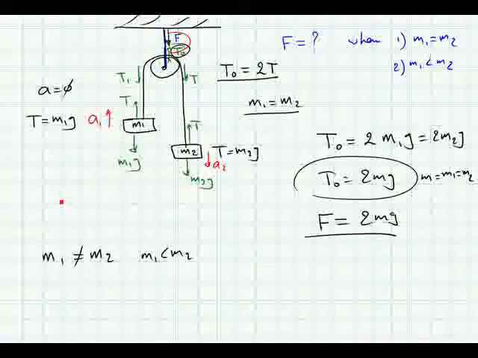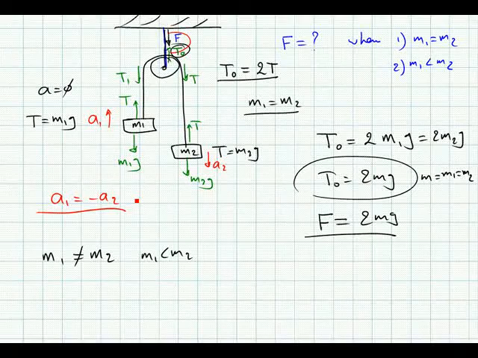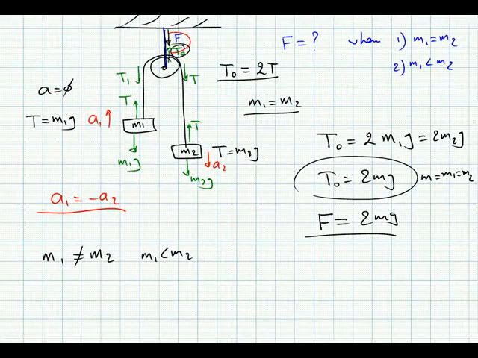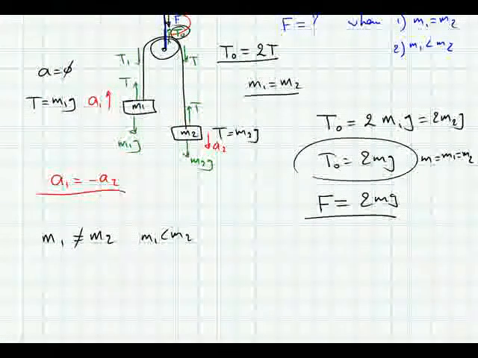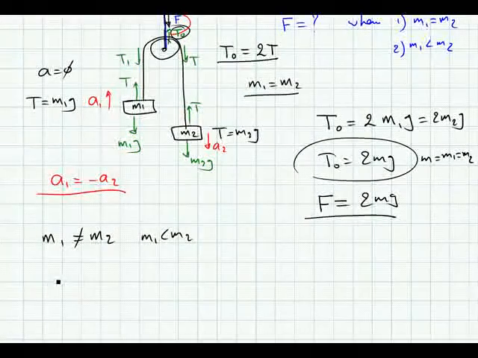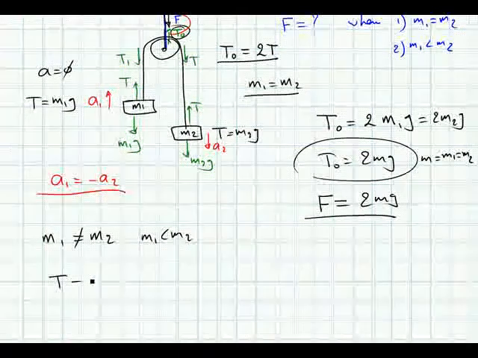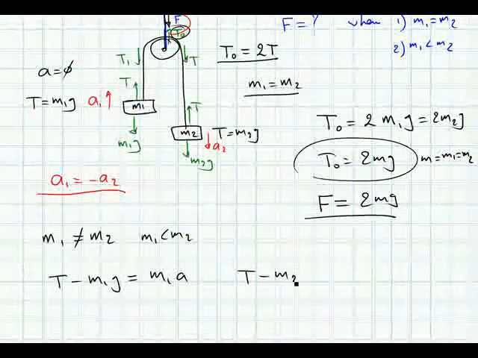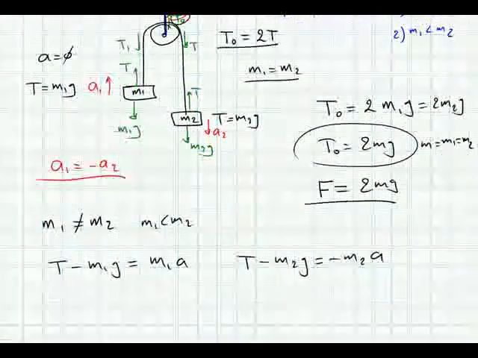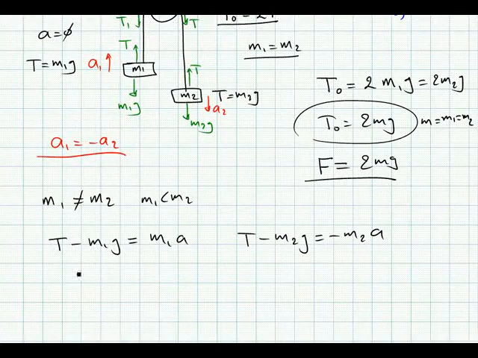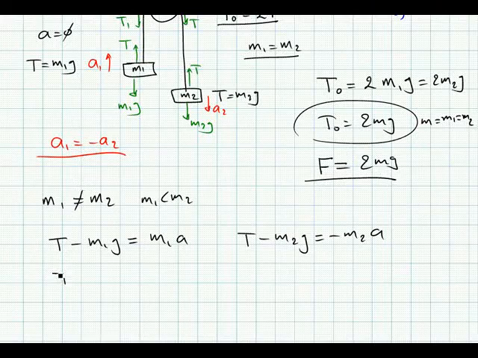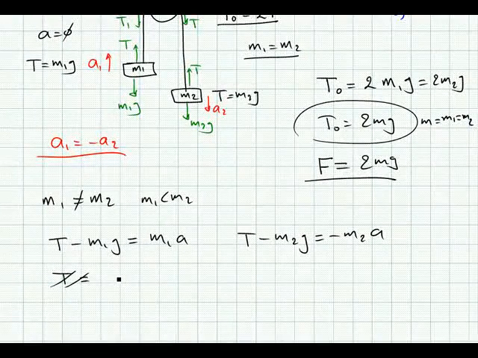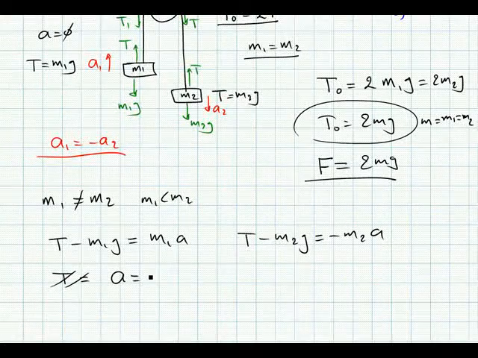Our acceleration constraint tells us that a1 is equal to minus a2. So we can call this plus a for m1 and minus a for m2. Now, doing our free body diagram and applying Newton's second law, for m1 we end up with T minus m1g is equal to m1a. For mass 2, we have T minus m2g is equal to minus m2a. Let's figure out a first.